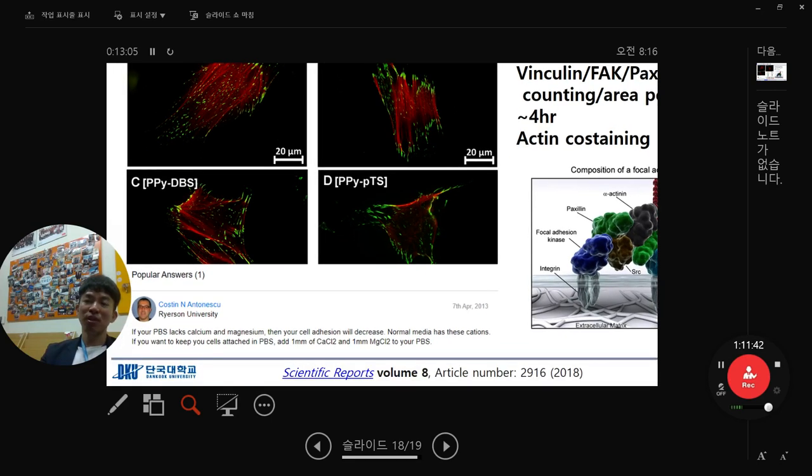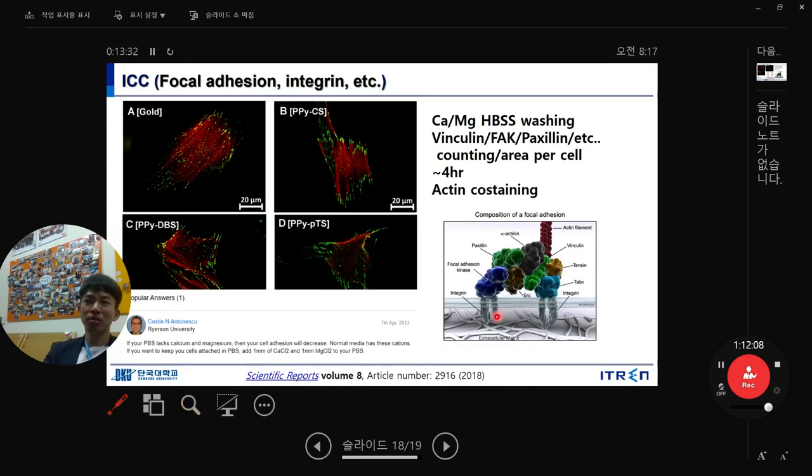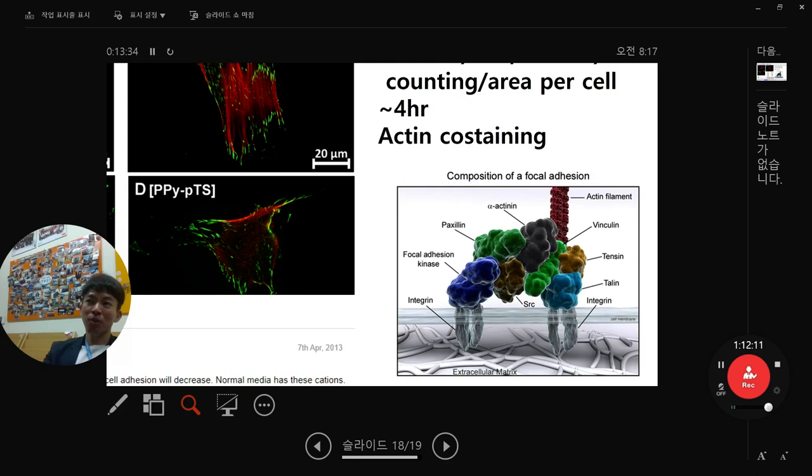If you refer to other papers, they say your PBS lacks calcium and magnesium, so your cell adhesion will decrease. Normal media has these. If you want to keep your cells in PBS, add calcium or magnesium chloride to your PBS, or use HBSS. If you don't have HBSS, because it's expensive, add sterilized calcium chloride or magnesium, at 1 millimolar. And the focal adhesion composition is like this: alpha-actinin, paxillin, FAK, integrin, SRC, and other things are all involved.